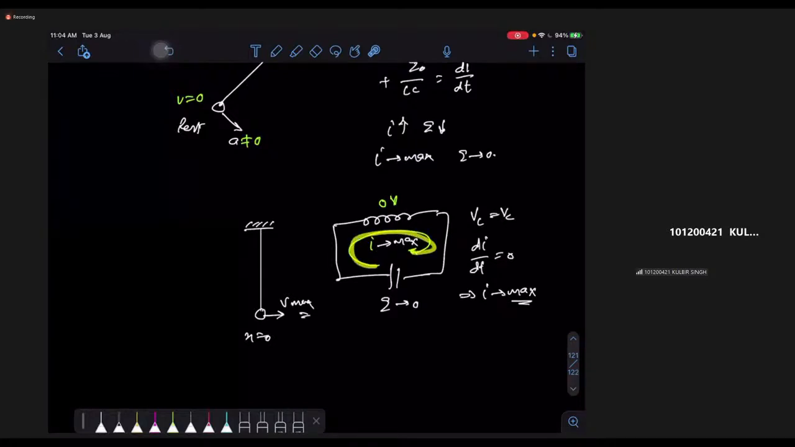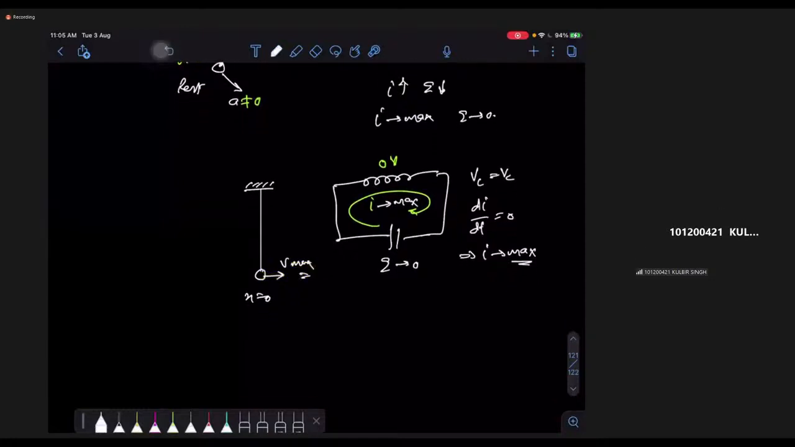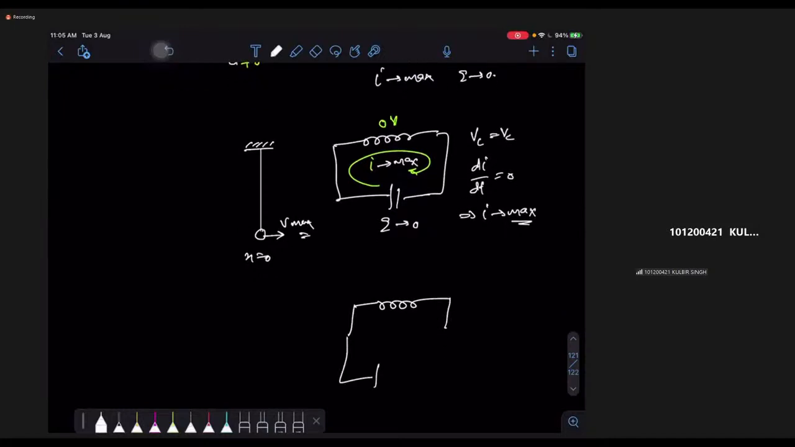This current is there, and the inductor doesn't suddenly make the current 0. The inductor doesn't stop because of inertia. So just like a pendulum, it does not stop the velocity at 0. It will not stop here. It will go ahead because of inertia. So the same here, current goes ahead.